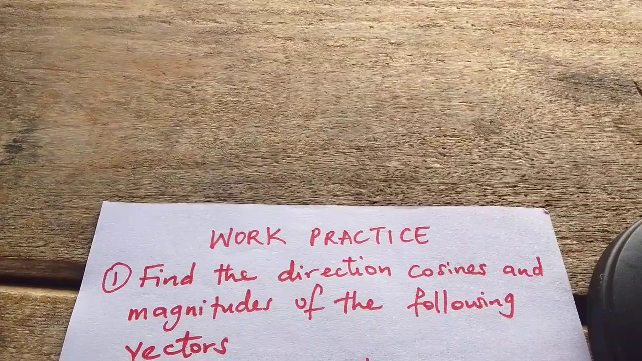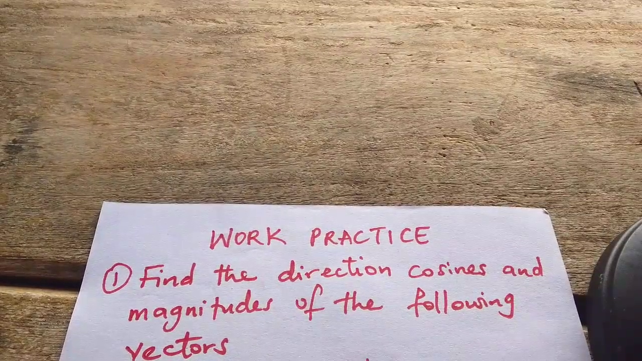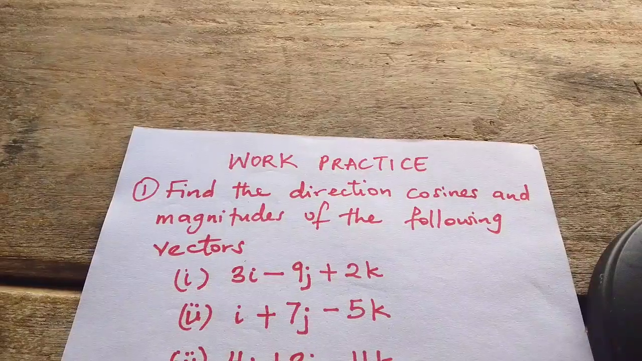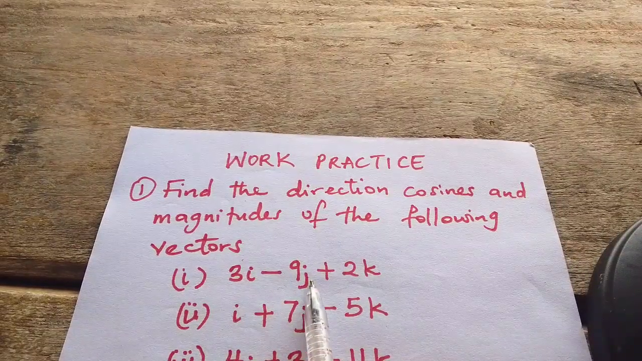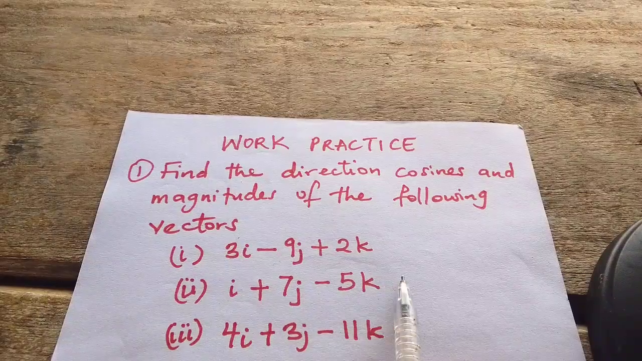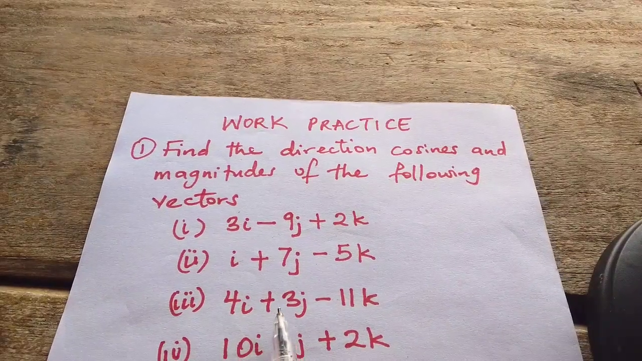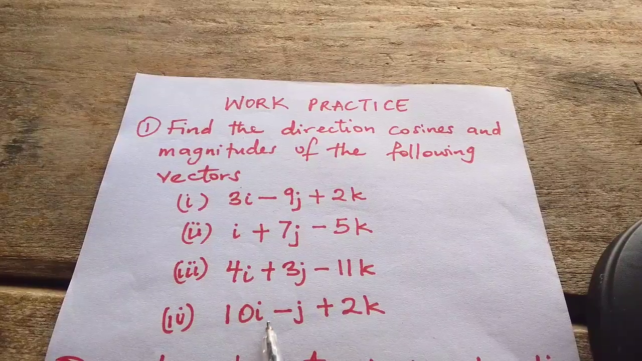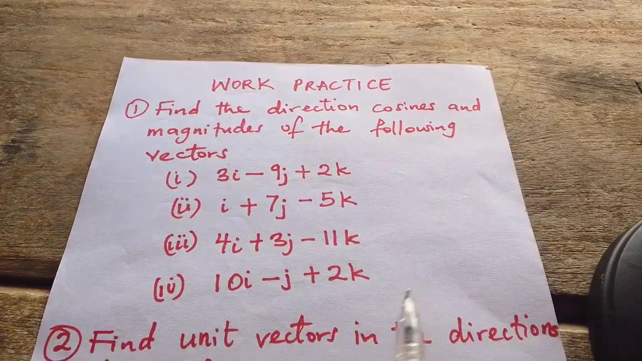As work for your practice, you are going to do this. Number 1. Find the direction cosines and magnitude of the following vectors. 1. 3i minus 9j plus 2k. 2. i plus 7j minus 5k. 3. 4i plus 3j minus 11k. 4. 10i minus j plus 2k.